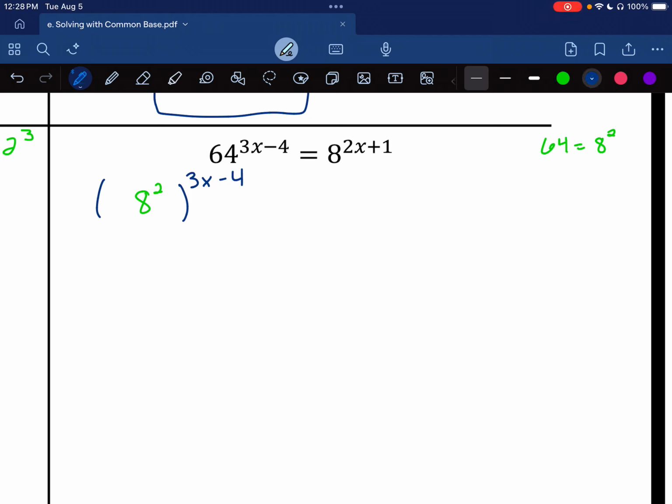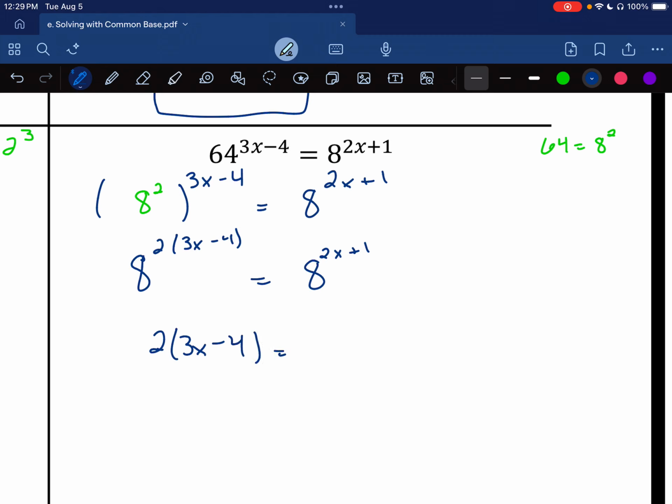Again, we have power to a power, so this will become 8 to the 2 times x minus 4 power equals 8 to the 2x plus 1. I'm going to set my exponents equal to each other and distribute. So we got 6x minus 8 is equal to 2x plus 1.